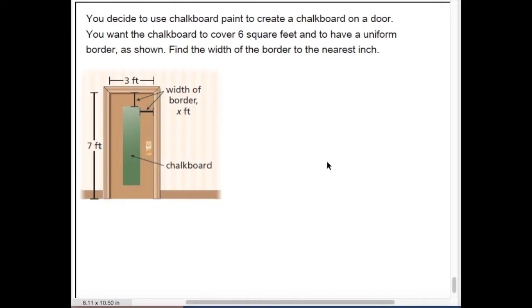Now, you know the area in square feet of the chalkboard, and you want it to be 6 square feet. So we're going to use the area formula, A equals length times width, and you want the area to be 6. What I want to do now is to define my length and width. But before I do that, I know there is a uniform border, the width of the border to be x feet from the bottom, from the left, right, top, everywhere around the chalkboard.